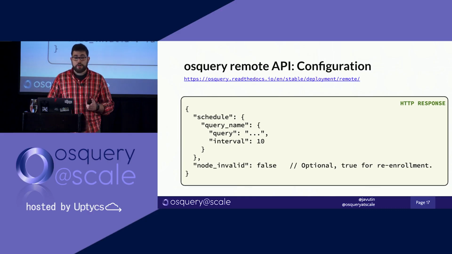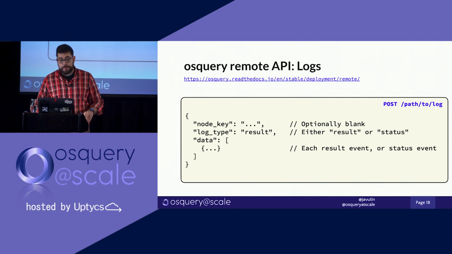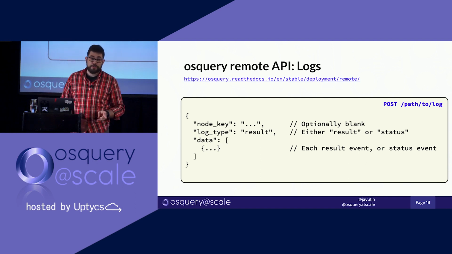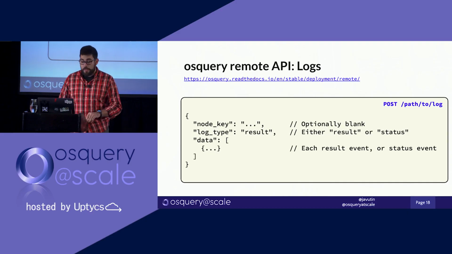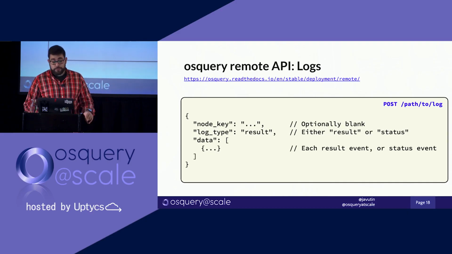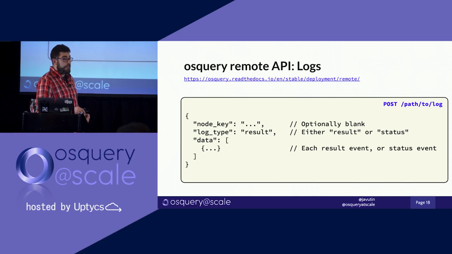Okay, we talked about enrolling and configuration. Now let's talk about logs. Here there are two different types of logs that osquery will submit to the TLS endpoint. You have status and result logs. The request will go, again, as an HTTP POST request to the path to log in your server. It will provide the node key that we discussed before. It will tell what type of log, whether it's a result or status.